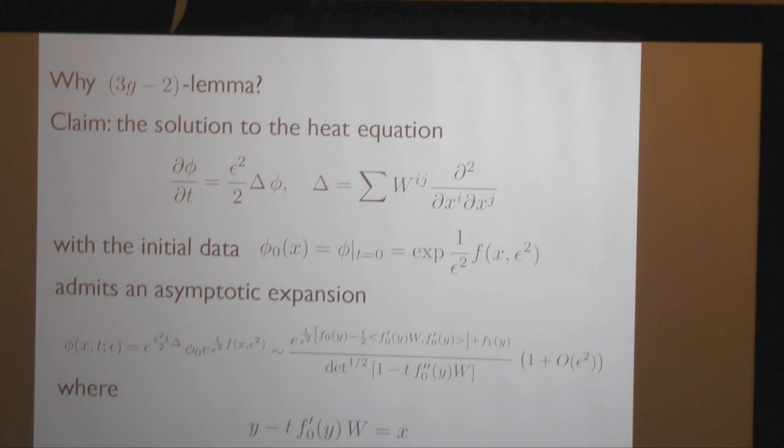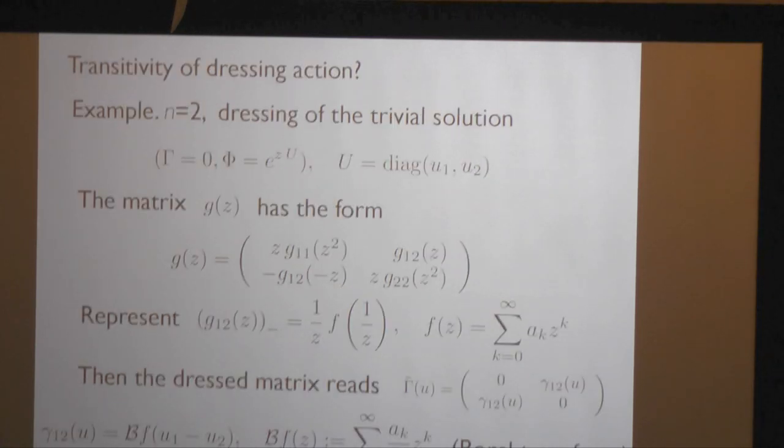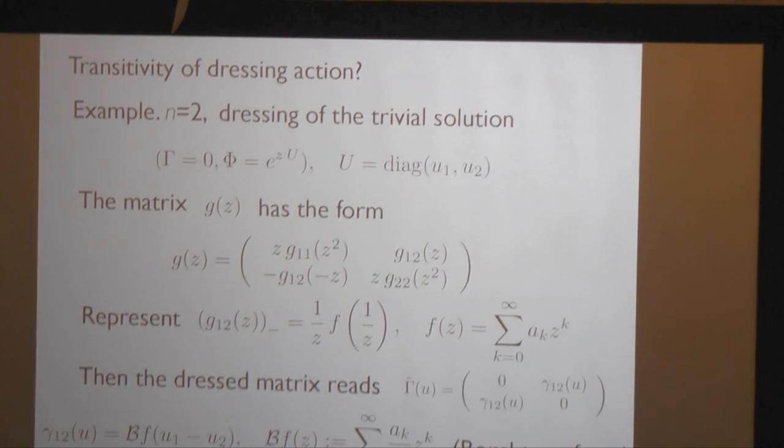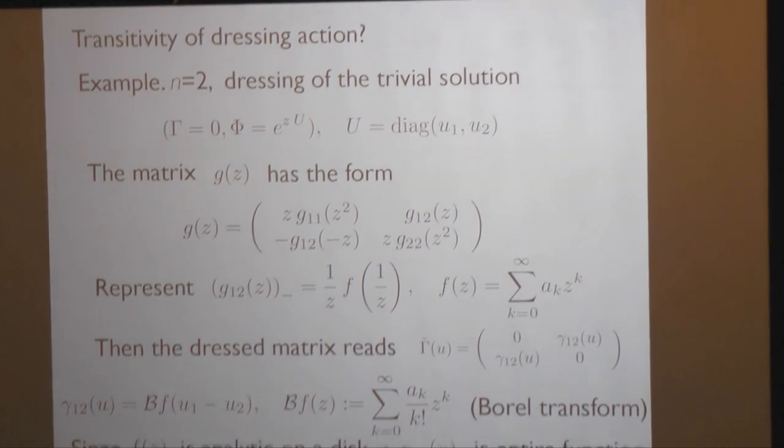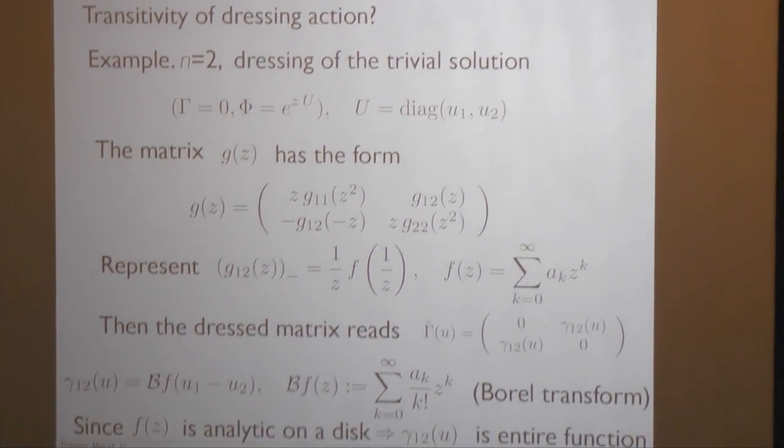On the last slide, I want to return to a much simpler way of discussing one important point of this program: what kind of integrable hierarchies we obtain in this way using this transformation, and whether this action is transitive on the space of solutions to the Darboux-Egorov system. To clarify this point, I perform the following simple exercise. Consider the n equal to 2 case, and consider the dressing of a trivial solution. Gamma is equal to 0, then the wave function is just exponential.